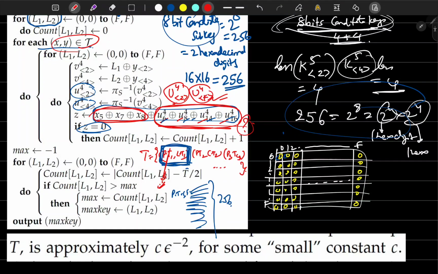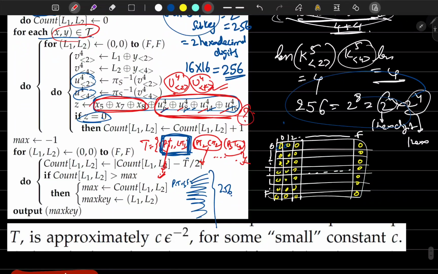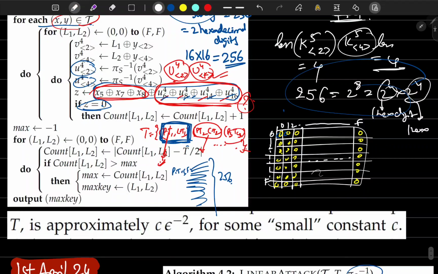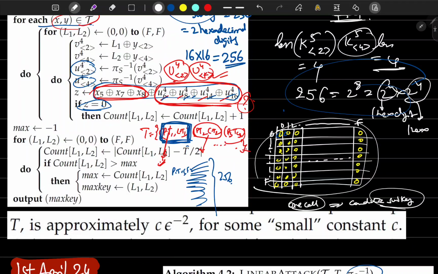Means after this is done, then we will take P2 C2. P2 means plaintext 1, ciphertext pair 2, and like that we will do it 8000 times. Once it is done, out of all this, from this table we will pick one cell and declare that cell as a candidate subkey.